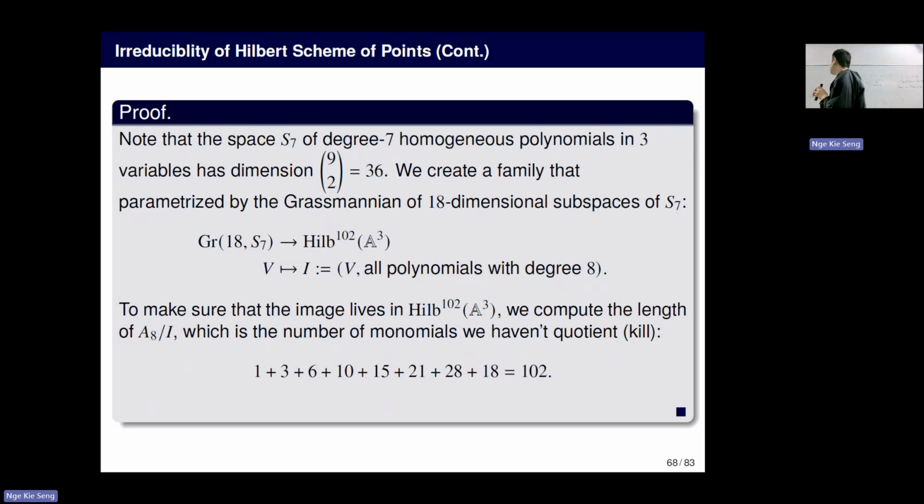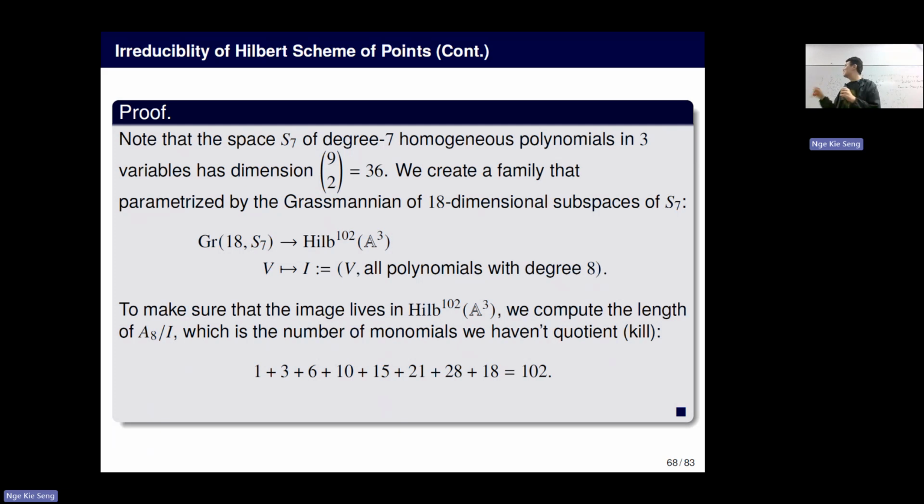I explained that this is just the dimension in degree 0, because the 1 is the dimension of just k, and here the 3 is the subspace spanned by the variables of degree 1, which are x, y, z. So maybe the 6 here contains elements like x squared, y squared, these things. After that, because we did not quotient the monomials with degree lower than 7, we need to add all of their dimensions together.